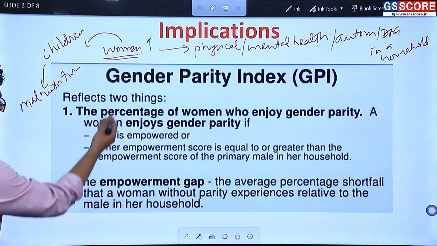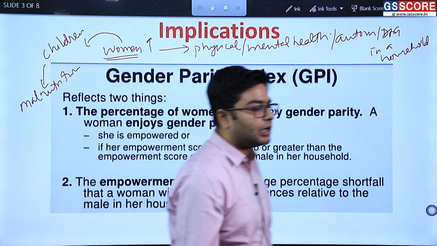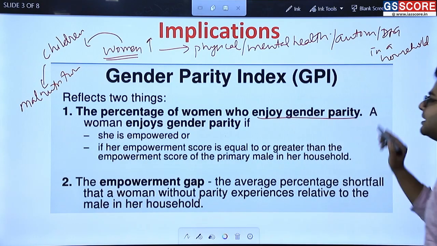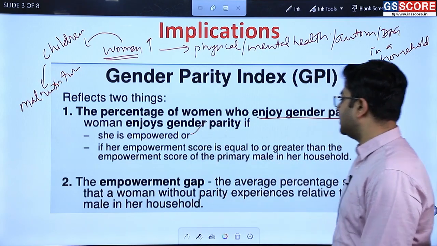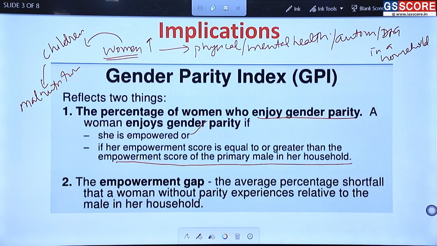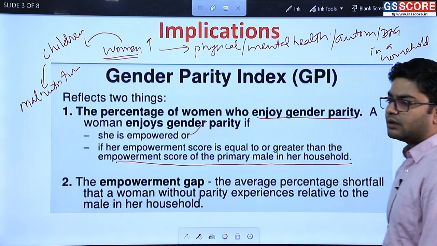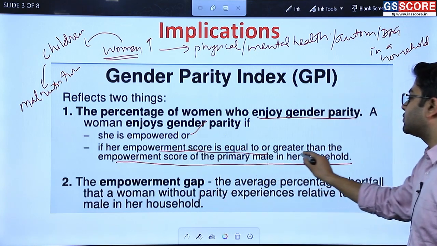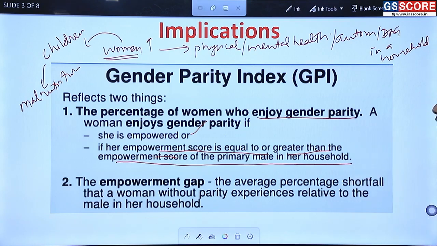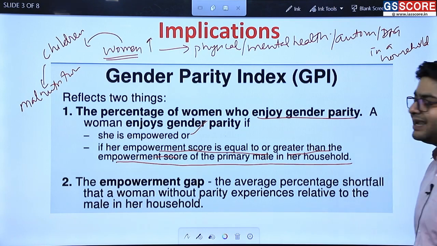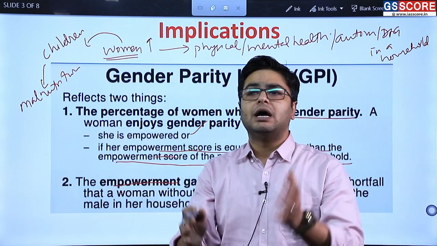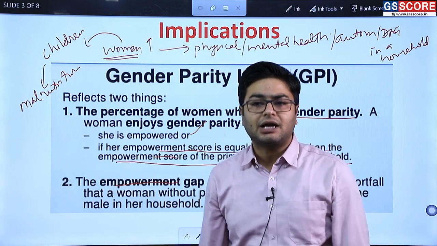So, as you can see in this particular graphic, it has been told that if the percentage of women enjoy gender parity, she is empowered, and it leads to an empowerment score equal to or greater than the empowerment score of the primary male in the household. It also is an indicator of the empowerment gap, that is, how women stand vis-a-vis their male counterparts in a society.